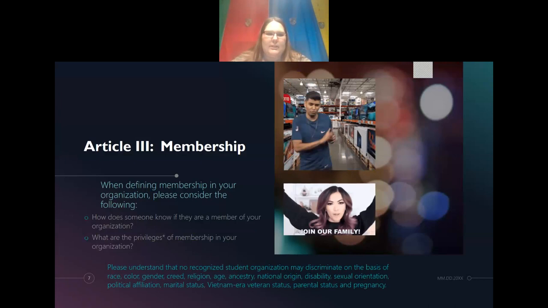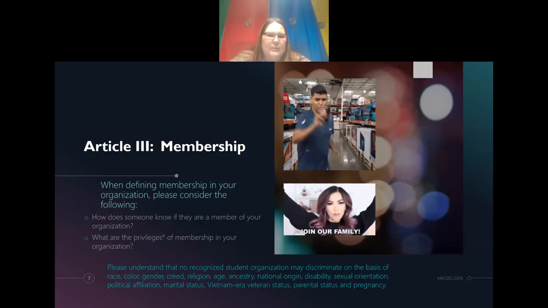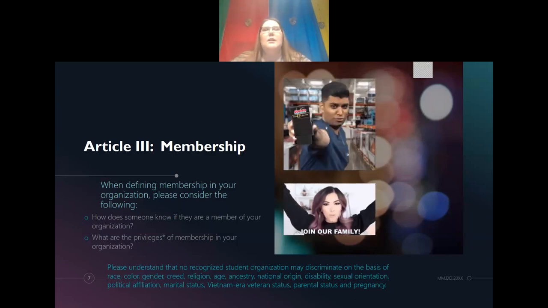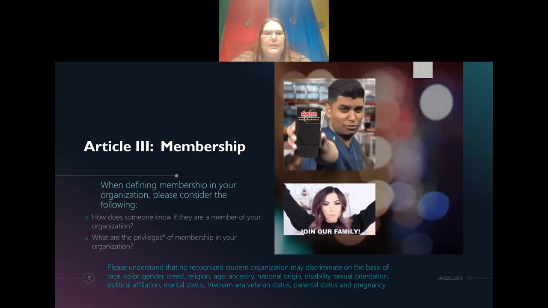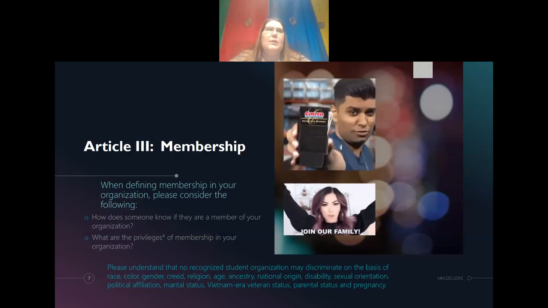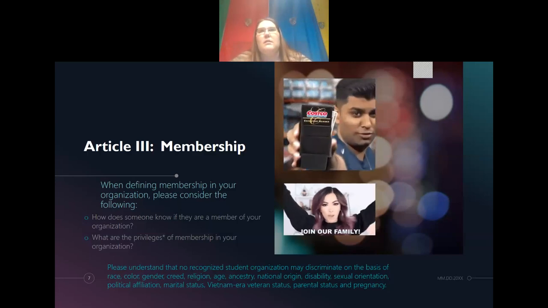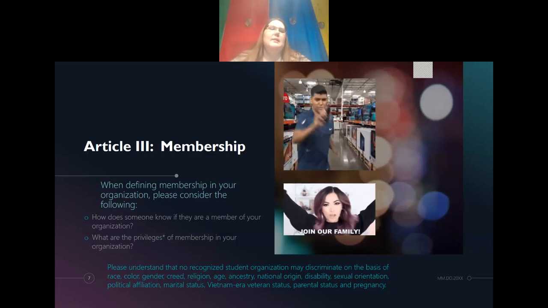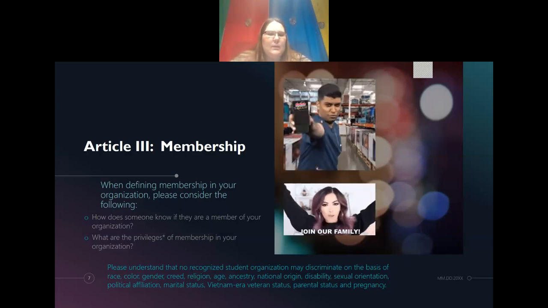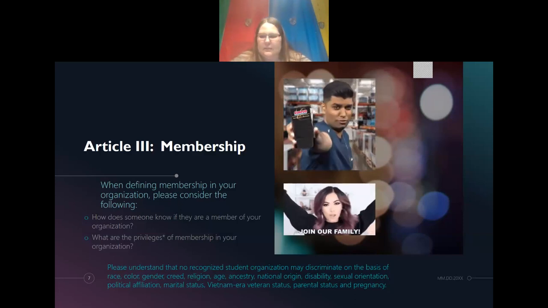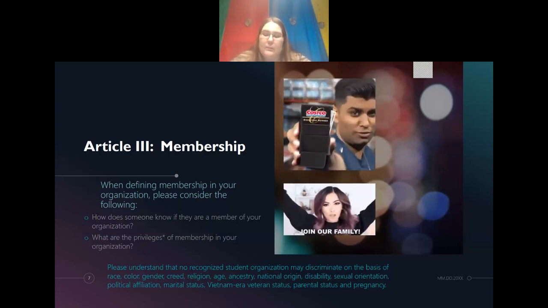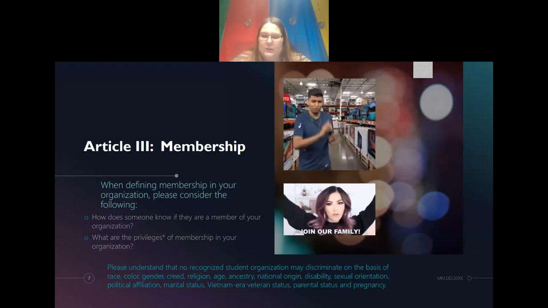So Article number 3, membership. When defining membership in your organization, please consider the following. How does someone know if they're a member of your organization? Looking at this in greater context would be, is a member still a member if they only come once a year or if they come once a semester? Does a member have to be more active than that? Just some things to consider, as well as what are the privileges of membership for your organization? A lot of times we see typical privileges being eligibility for input in the org's business, the ability to vote in elections, and the ability to help make changes to the constitution.